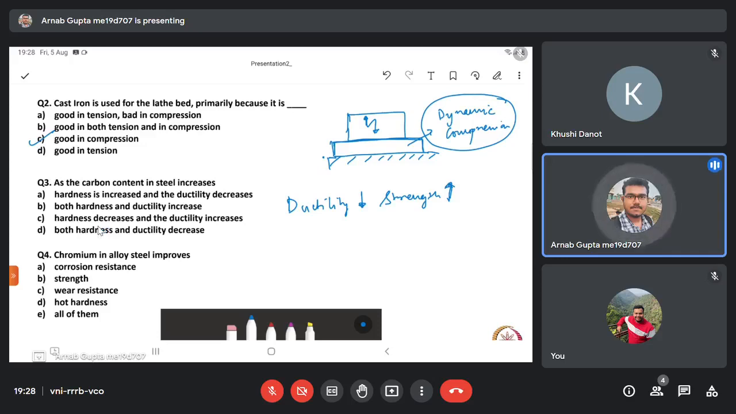So it's the ability of the material to undergo plastic deformation. So this term, plastic deformation, is very important. Undergo plastic deformation without fracture. Okay. So have you come across this diagram?